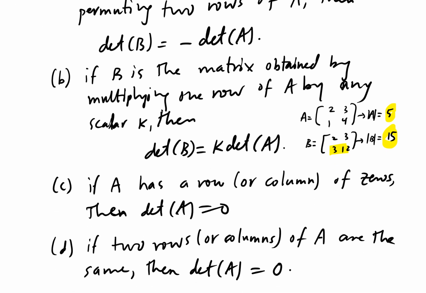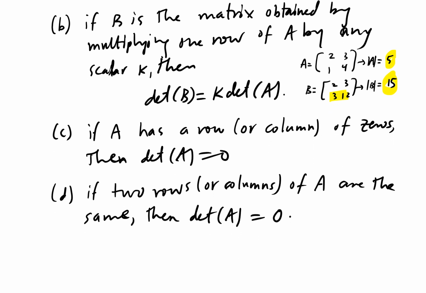If A has any row or column of zeros, then the determinant automatically will be 0 if you calculate it out. If two rows or columns of A are the same, then the determinant of A is also 0. Let's see how we apply these properties.